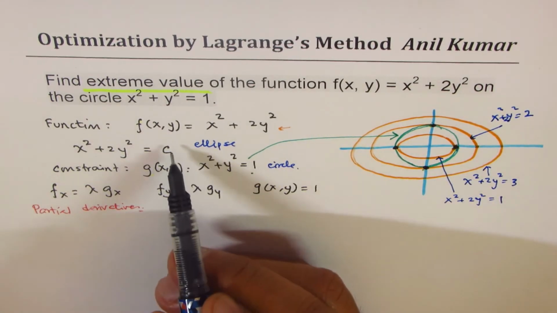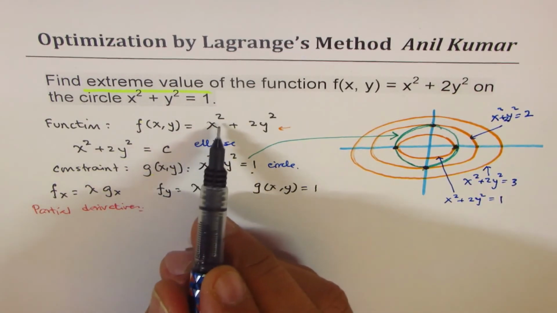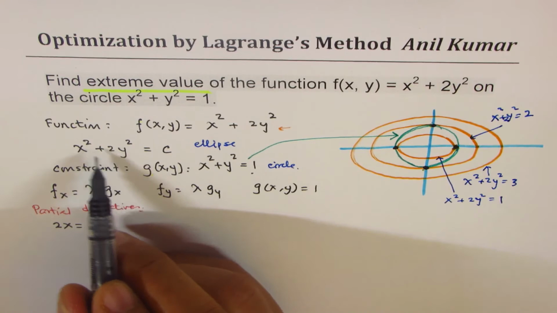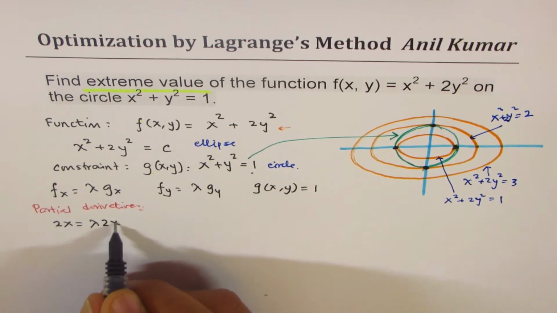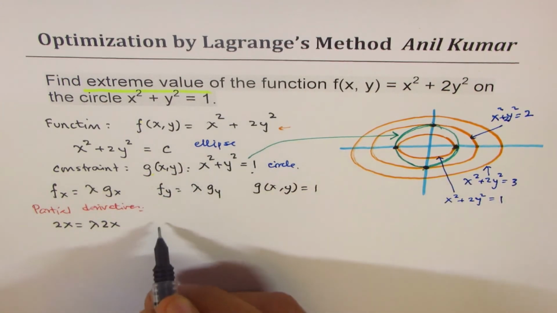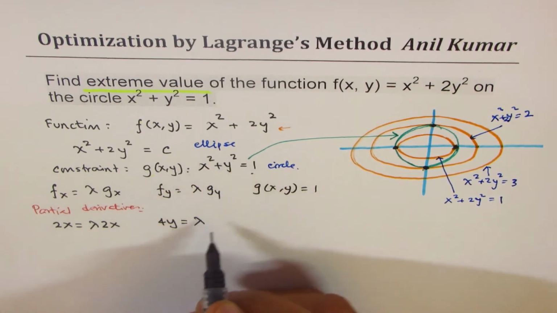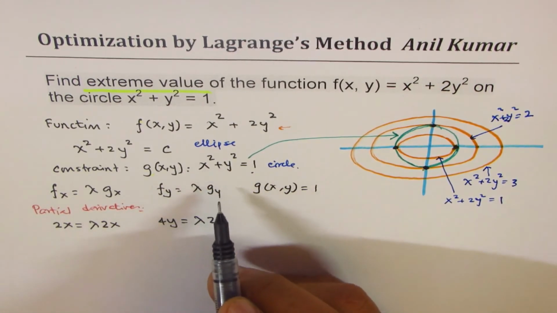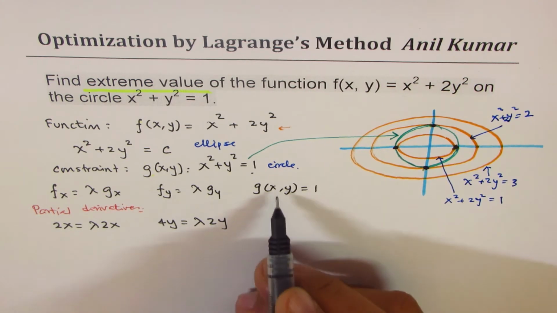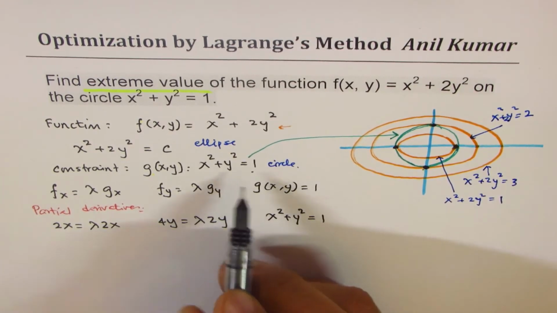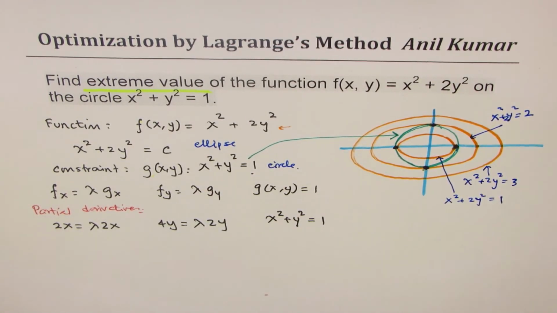So when you do partial derivatives, for the function you get 2x equals lambda times, and for the constraint, you get 2x, right? For y, you get 4y equals lambda times 2y. Is that okay? So that is what you get. And the constraint given to you is x squared plus y squared equals 1. Is that okay? So that is how you could solve this question algebraically, correct?